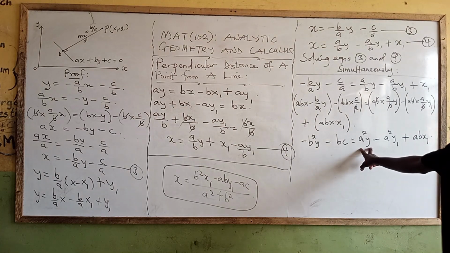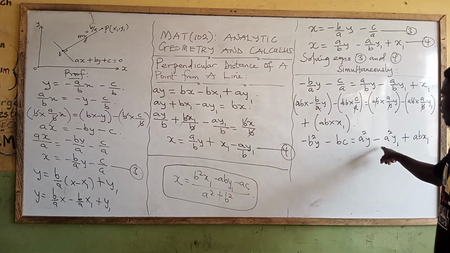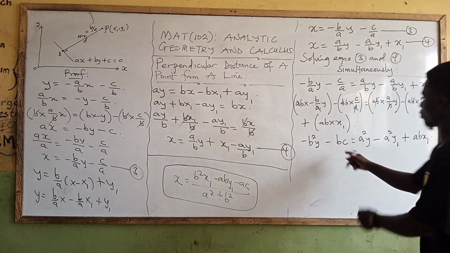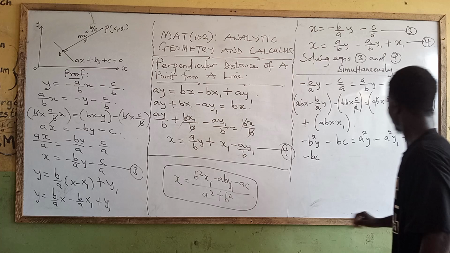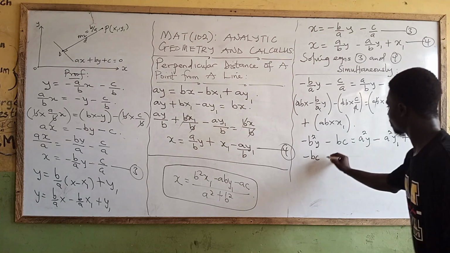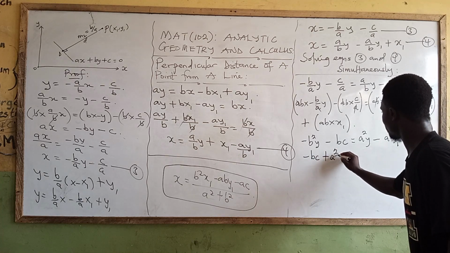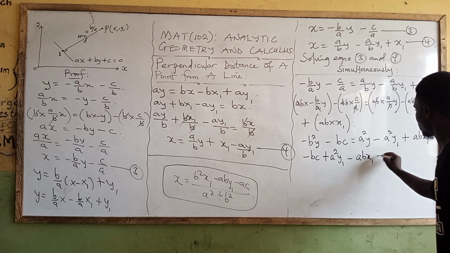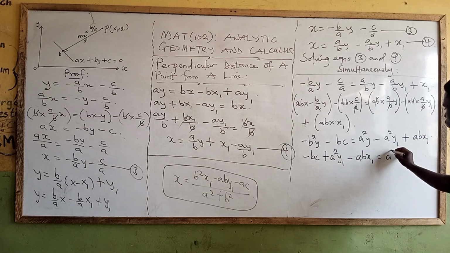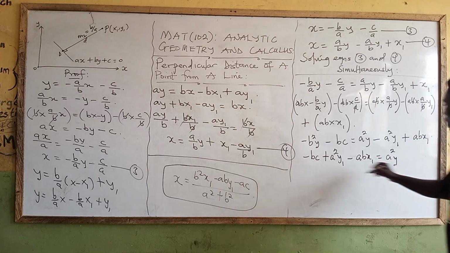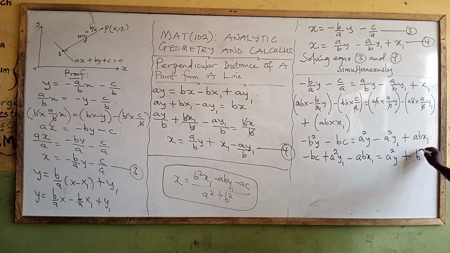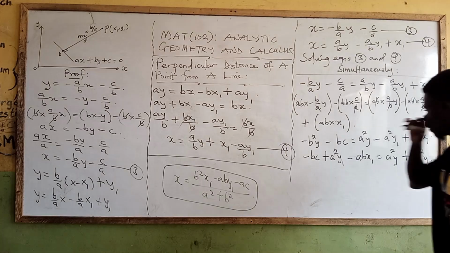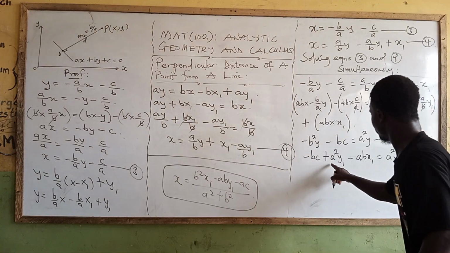So now I maintain this guy. Then I bring this guy because we want y. So I get negative bc. Then we bring this, which is plus a squared y1. Then minus abx1 equals I have my a squared y. So this one will be plus b squared y. So now, how best can we solve this?